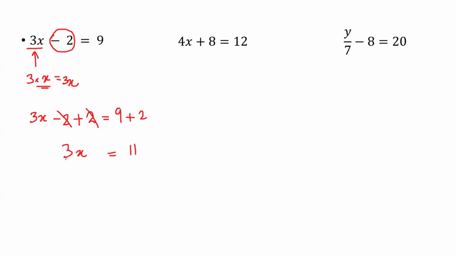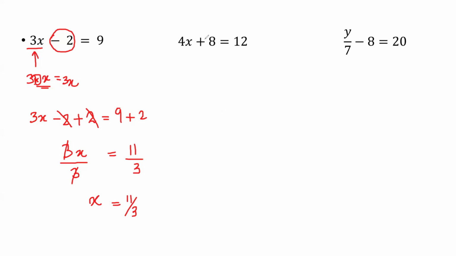Now this is a multiplication, right? So what we have to do is division. If you divide here, you have to divide this side as well. These two are getting cancelled, so x will be equal to 11 over 3. That's how we have to do this.